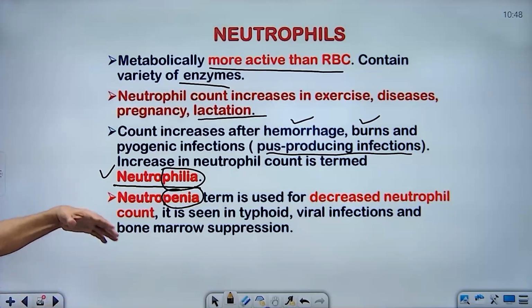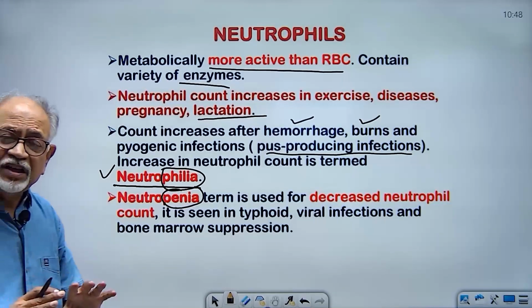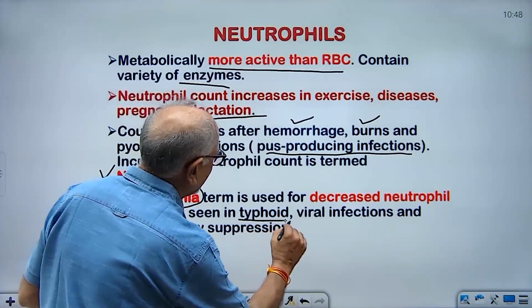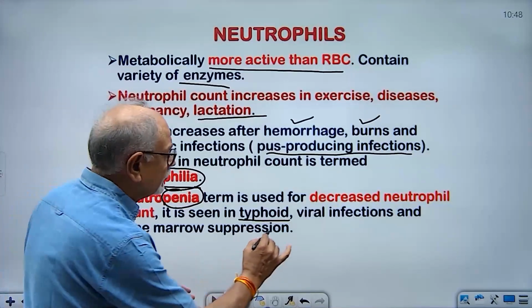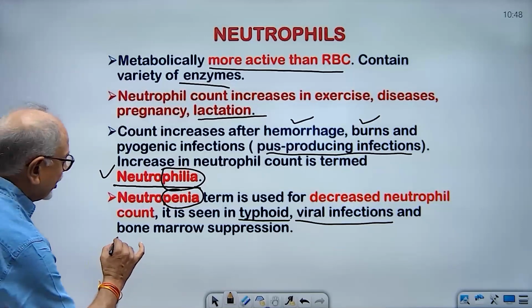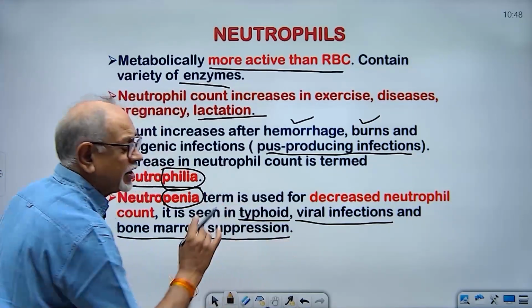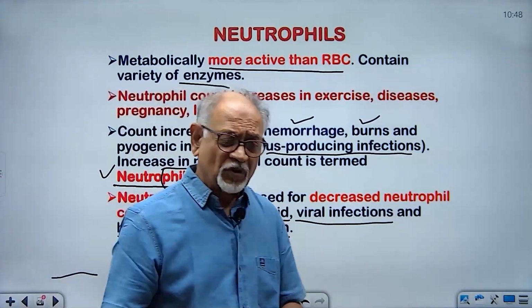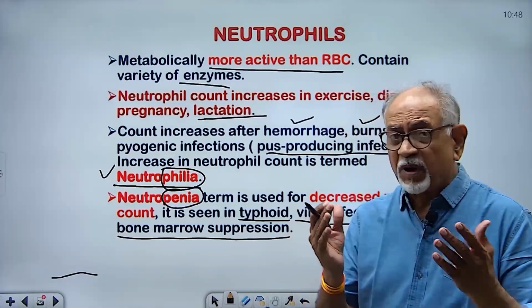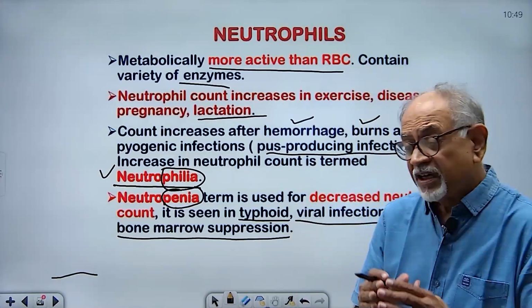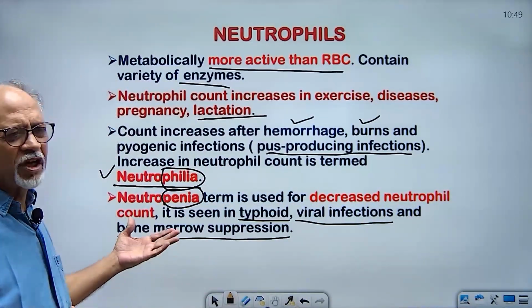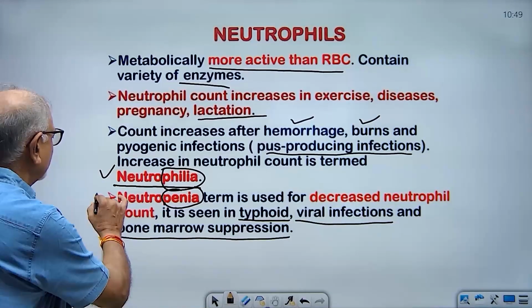number of neutrophils decreases. It is seen in certain pathological conditions, like in case of typhoid, in case of various viral infections, in case of bone marrow suppression. If some drugs are being given which suppress the production of blood cells in the bone marrow and other organs, then obviously there will be a decrease in the count of neutrophils. We call it neutropenia.